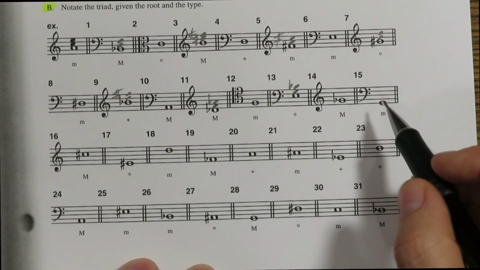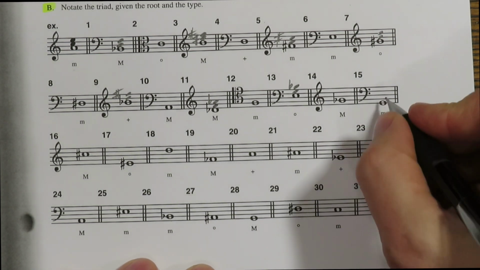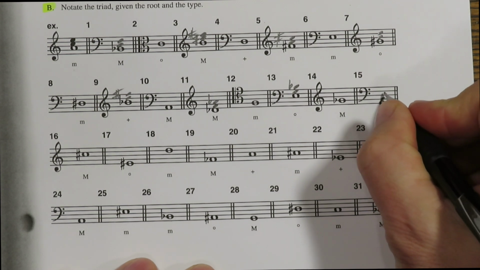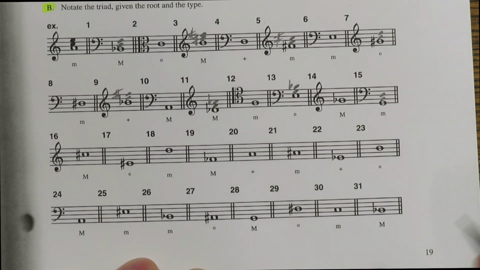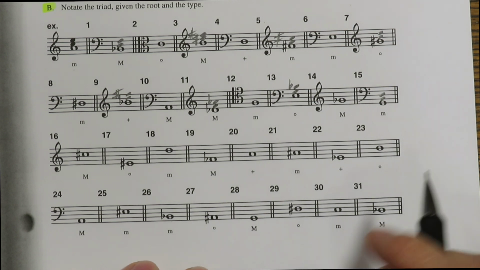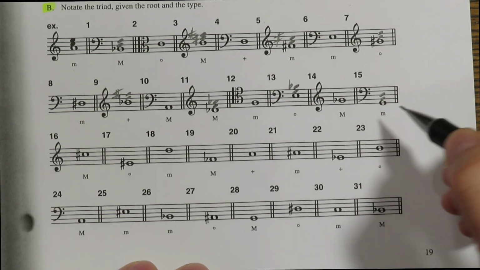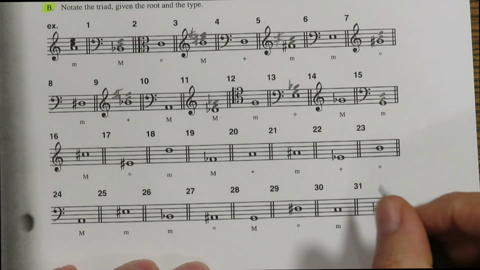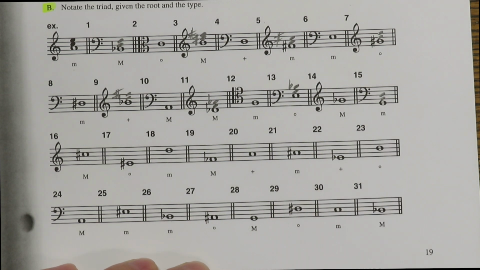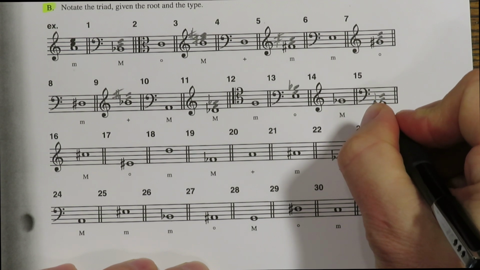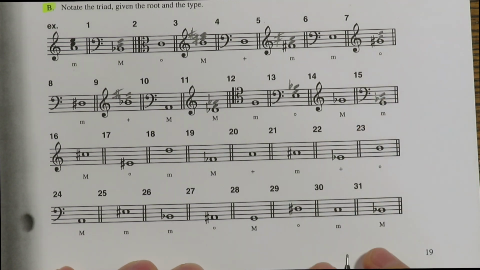Now, number 15, G minor. Stack it up. G, B, D. Right? That is G major, right? So to make a major chord into a minor, we just lower the third. G, B flat, D.